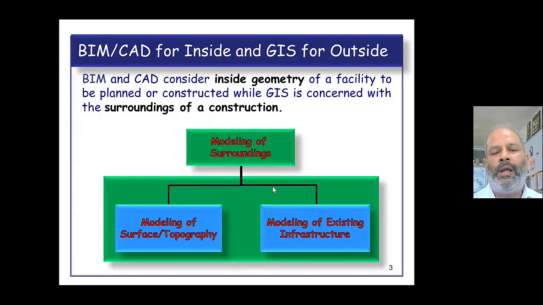This modeling of surroundings in GIS has been divided into two parts. Generally, first we model topography. Topography means the modeling of surface. Then we model whatever facilities or utilities, or you can say infrastructure, that lie on that particular surface.